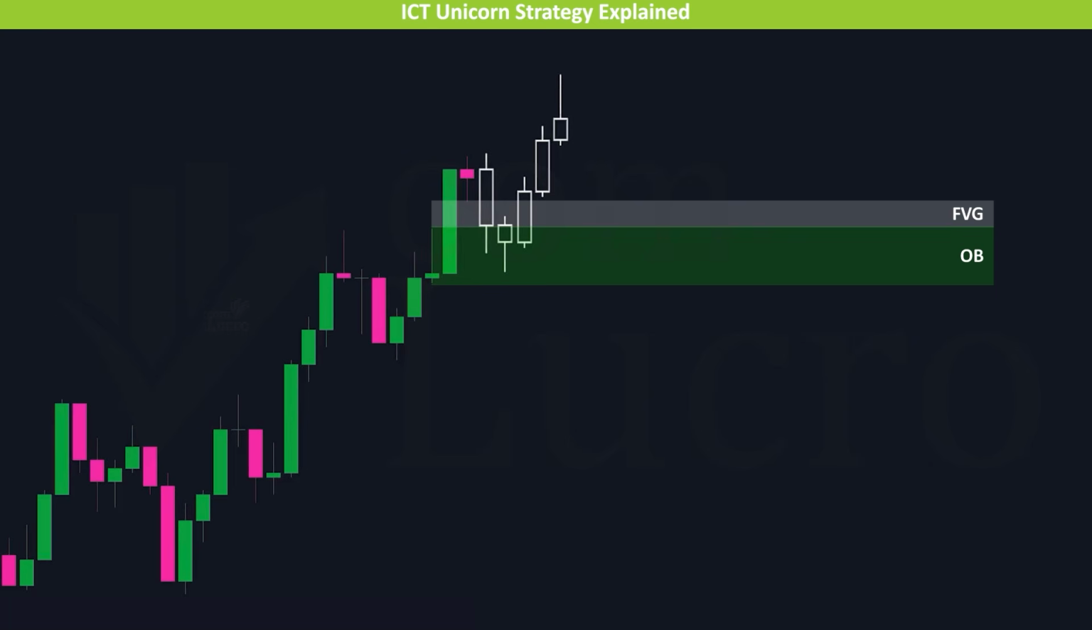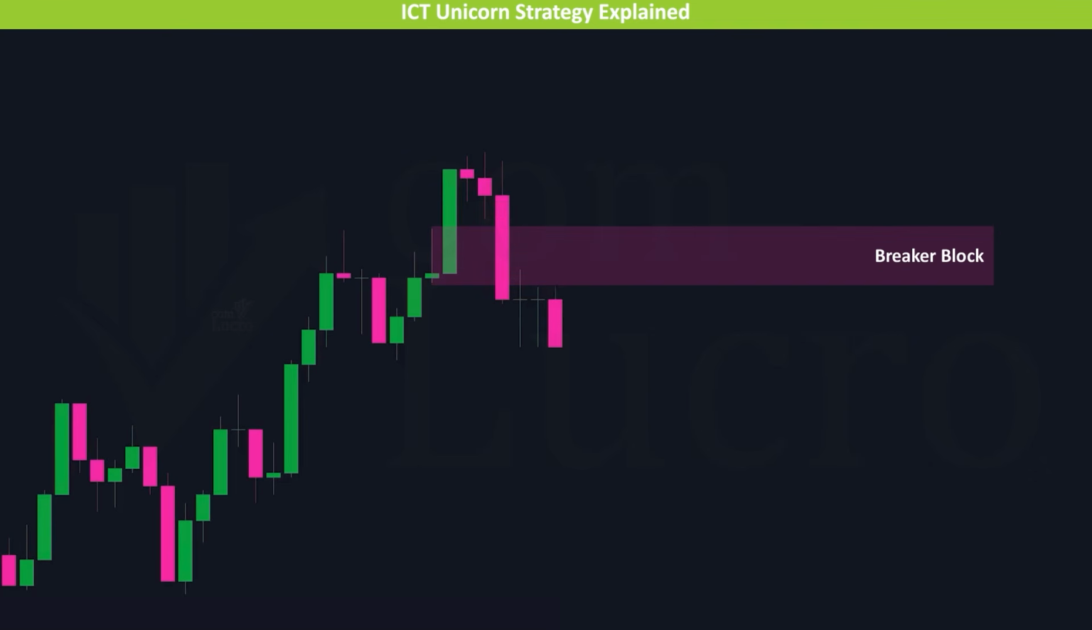But when price returns and breaks through the zone without holding, that demand area fails and flips its role. At that point, it becomes a breaker block. The bearish move that breaks below this former demand zone also creates a bearish fair value gap, signaling strong downside momentum. On their own, both the breaker block and the bearish fair value gap are meaningful areas. But when these two zones overlap, they create a high confluence trading zone.